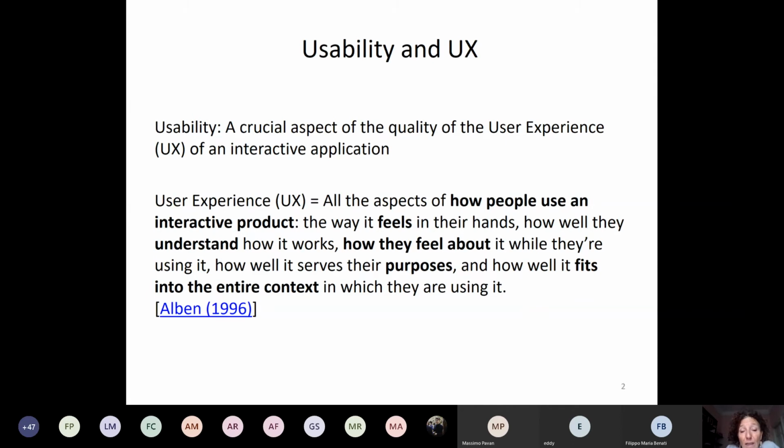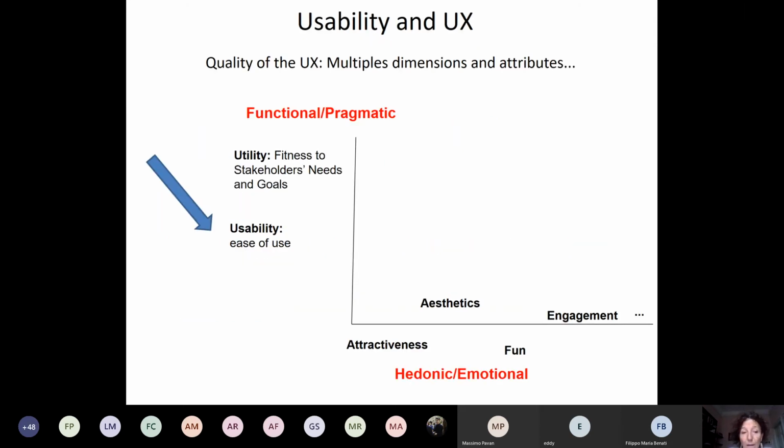So it's everything that has to do with the way people feel about the application, the interactive product, how well they understand how it works, and how they feel about using it, how well it meets some goals or requirements and serves some purposes, and how well it fits in the entire context in which people are using the product. So it's everything about humans, how humans feel about the product. And usability is ease of use.